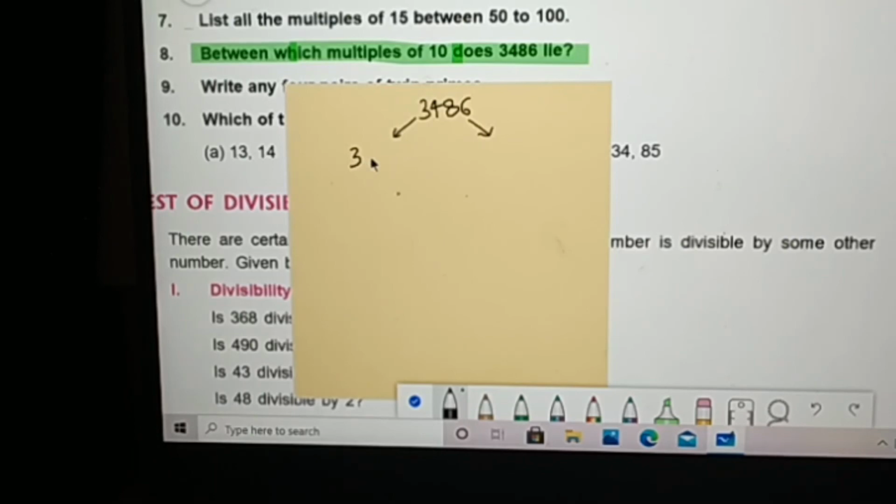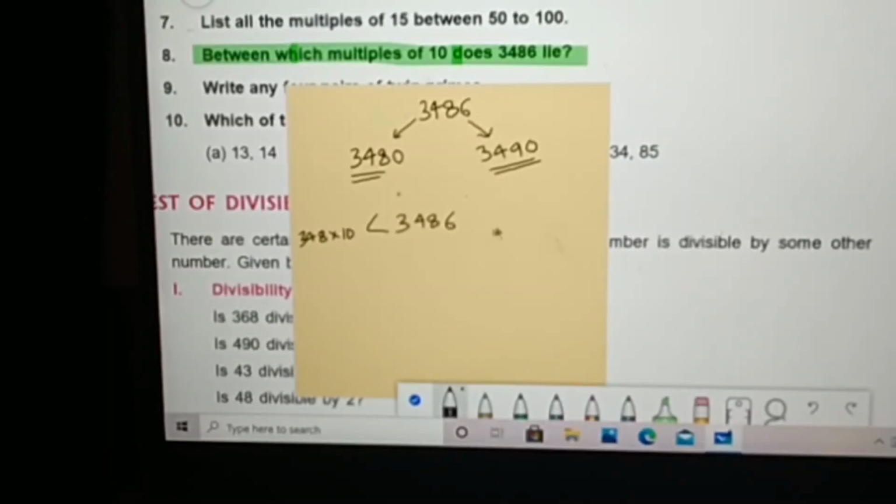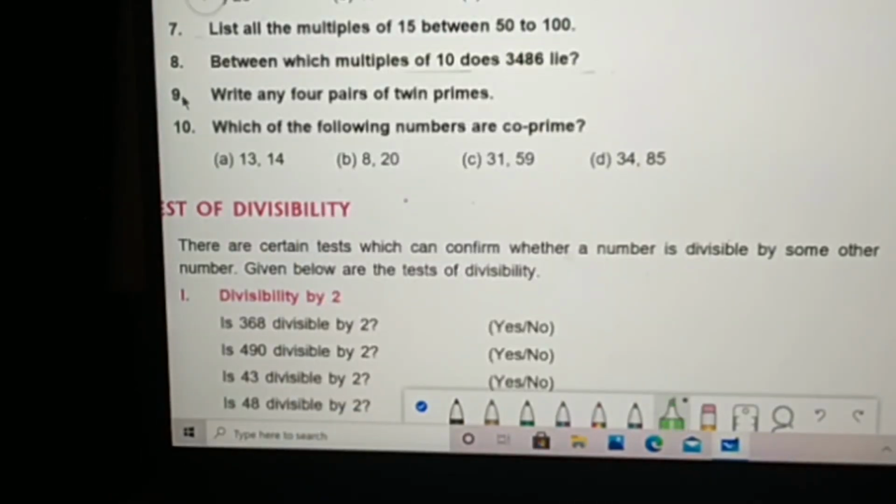So this is 3480 and 3490. Between these two multiples of 10, 3486 lies. So you write that 3486 lies between multiples of 10: 348 into 10, which is a multiple of 10, and 349 into 10. Okay. Now we have the next question, question number 9.